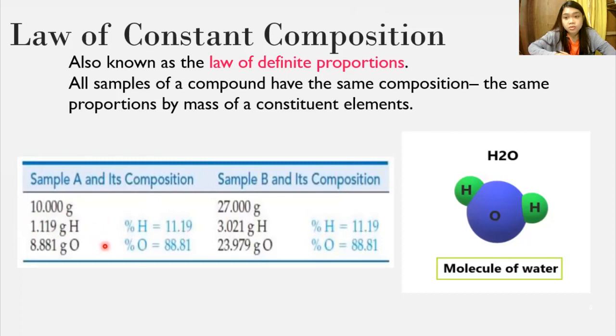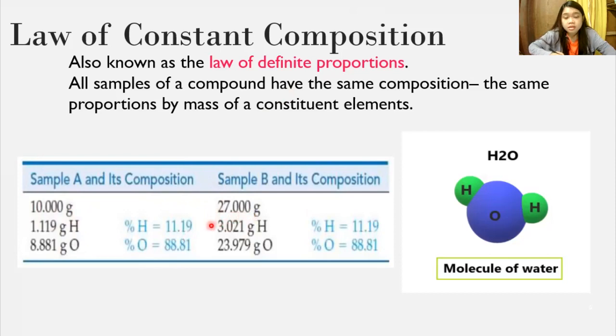We also do the same for the oxygen. So we have this value here, the 8.881 grams of oxygen. We divide it by 10, multiplied by 100, so that we could get its percent mass composition. And then here, if we want to increase the mass of sample A, for example, we multiply it by 2.7 times. We increase it by 2.7 times the sample A. So when we do that, the total mass of sample B becomes 27 grams.